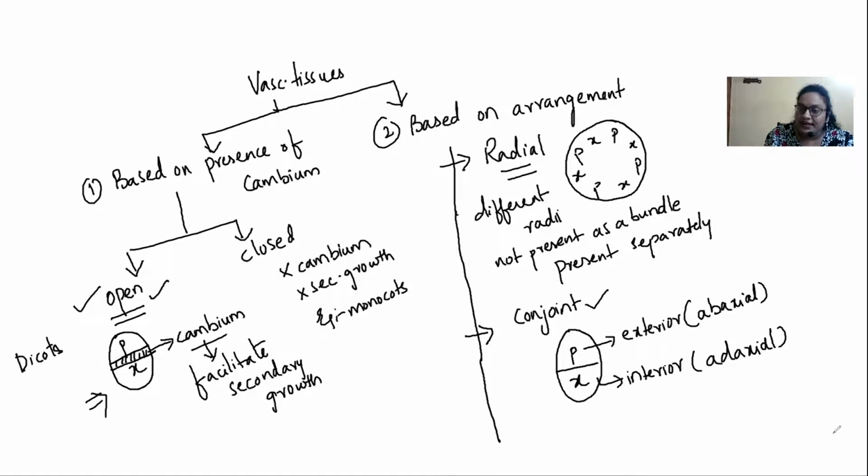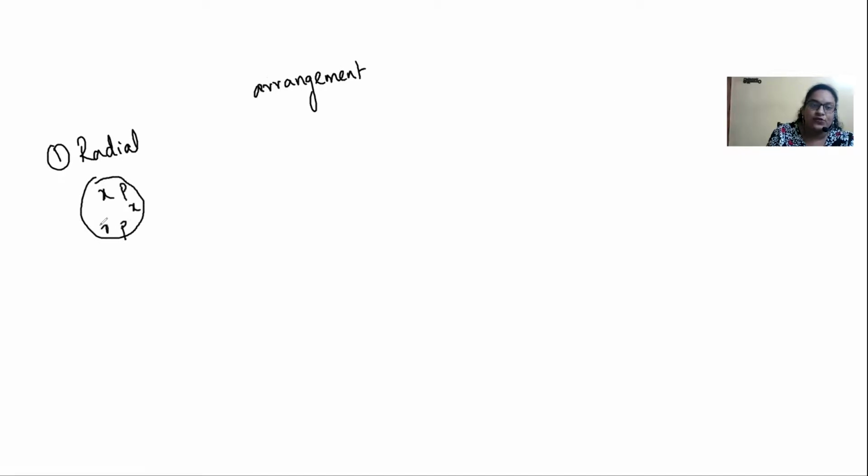So now let me take a fresh page. Based on the arrangement, children, we have classified our vascular bundle into the first category, radial, where they are present as separate patches, the xylem and phloem present on different radii. Secondly, we could see that they are conjoint, where they are placed one above the other. This was being called conjoint.